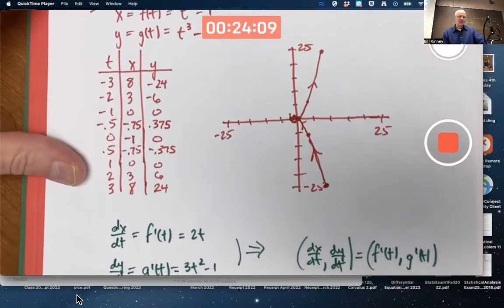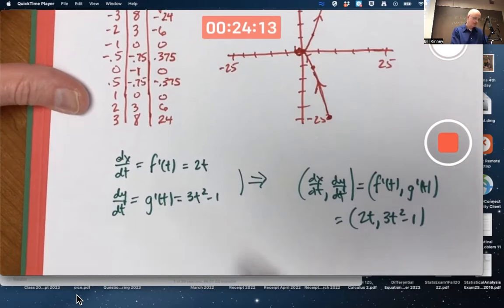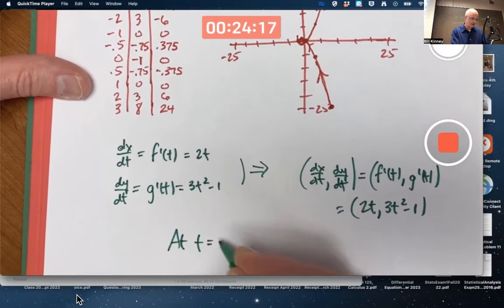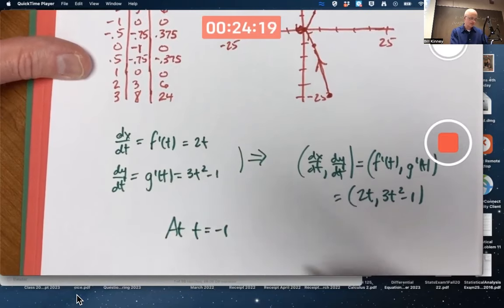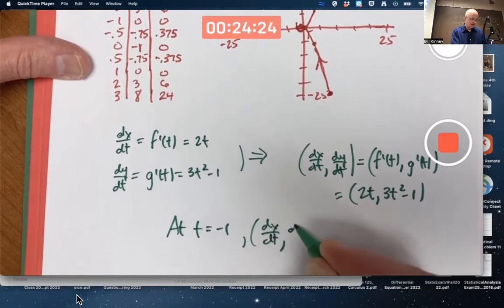But if I wanted to find the velocity of this object at any moment in time, I certainly could do so. At t equals -1, for example, what do I get?